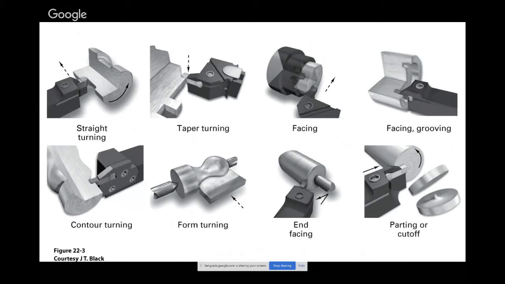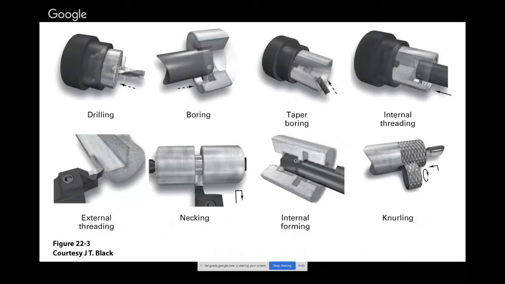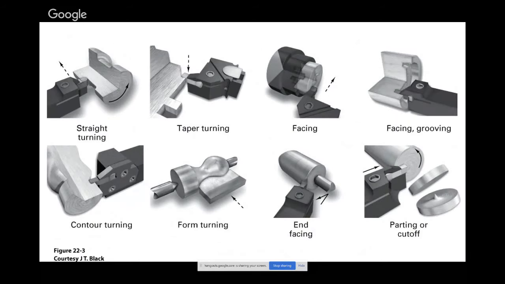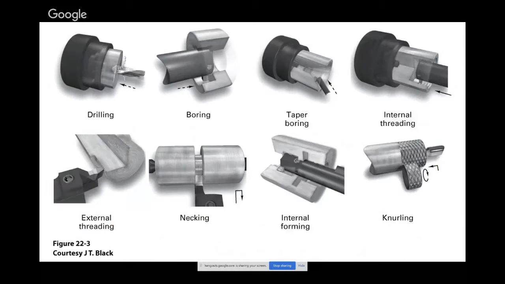And this page is kind of a summary list of the processes here that will be used. I would like to point out one thing, and that is, notice this contour turning here. I like to compare this contour turning and this form turning. Okay, you end up with kind of the same thing, and I want to compare these two just so you can see what these are all about.